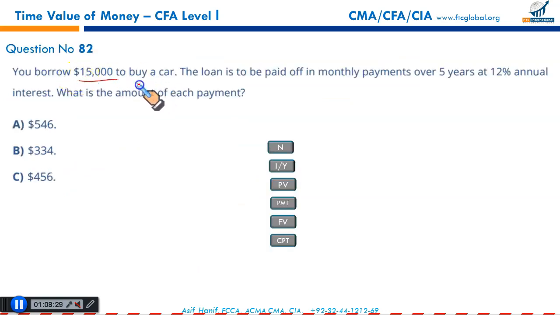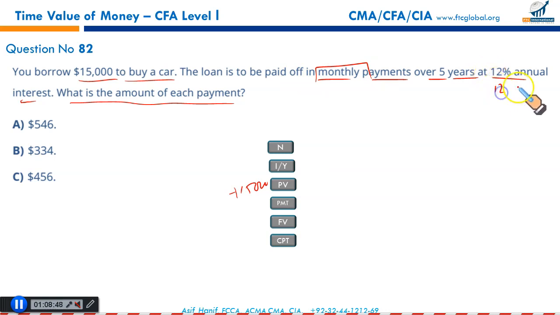You borrow $15,000 to buy a car. That's what you receive right now. The loan is to be paid off in monthly payments over 5 years at 12% annual interest. What is the amount of each payment? Since you would be making monthly payments, the interest must be converted to a monthly basis, that is 1%. In 5 years, you will have 60 payments or 60 periods. What should be the size of each payment?